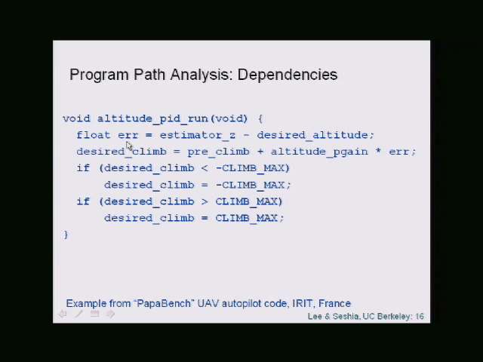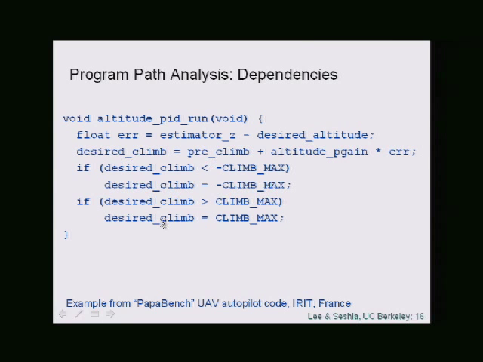And this is a floating point quantity, right? One of the things you have to be very careful of in embedded software is overflow and underflow. To avoid it, they use something called saturation arithmetic. The idea is that if the value of this variable becomes too small, where too small is defined by desired climb being less than minus climb max, then it saturates at that value.